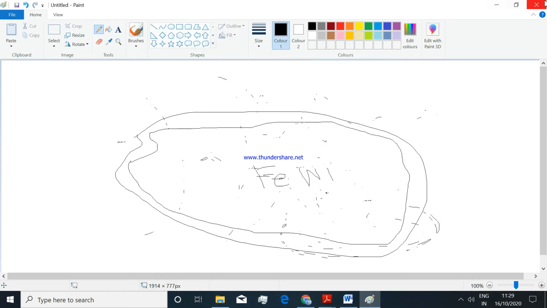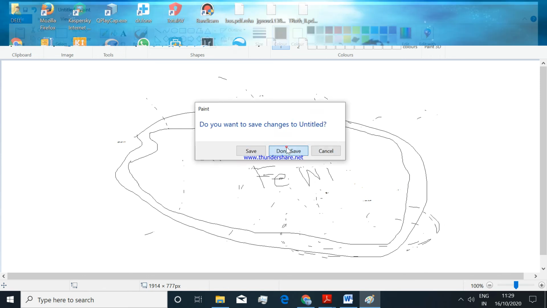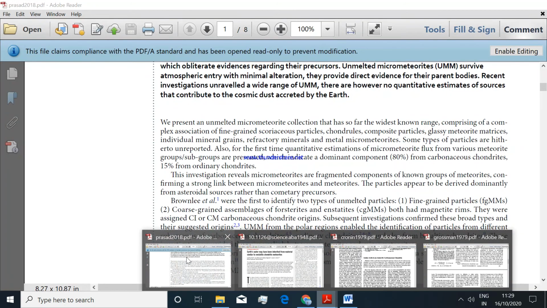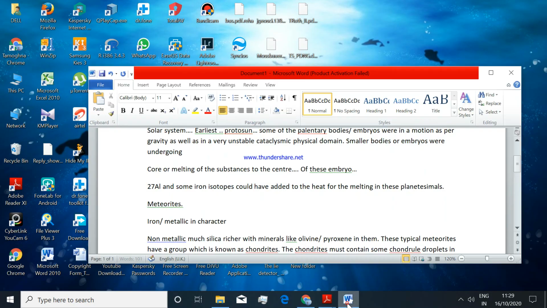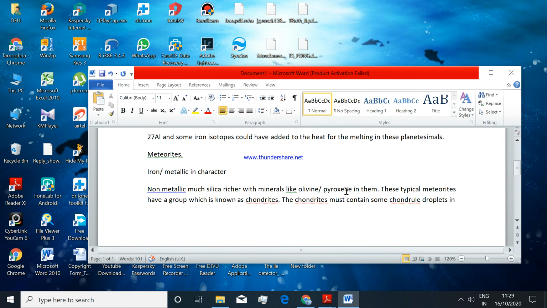The next thing that we need to deal with is to find out if the chondrites or the chondrules do have some unmelted fractions, can they help us determine the past of Earth as well as the solar system? What is the oldest dated chondrite?